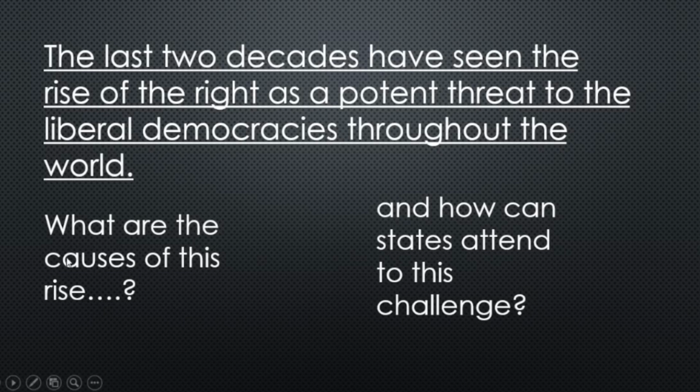Apart from the interrogative clauses, such as what are the causes or how can states attend to them, or other questions such as where, when, and how, the easiest way to identify variables in a question is simply look at the jargons or the technical terminologies that are present. So in this question, we can see that the rise of the right as well as liberal democracies are two terms that are jargons or are technical to this field of international relations or political science.